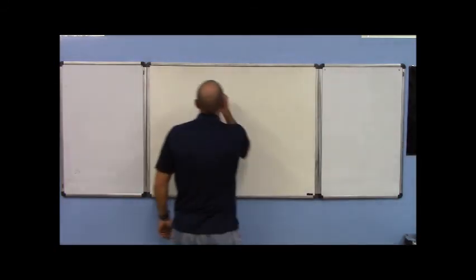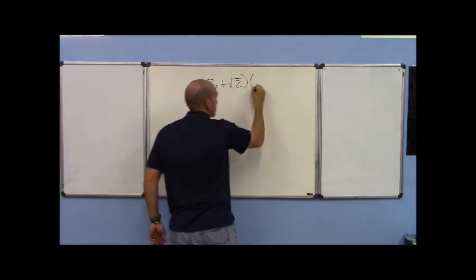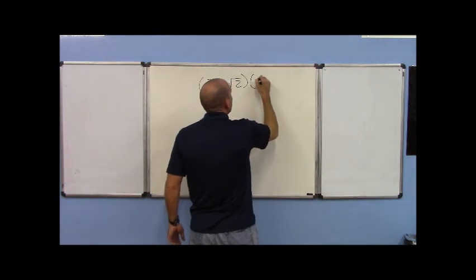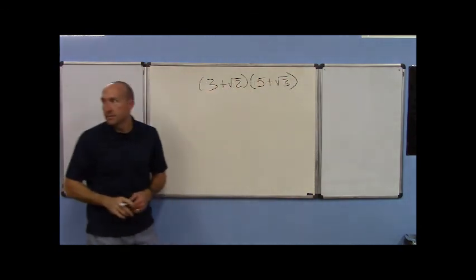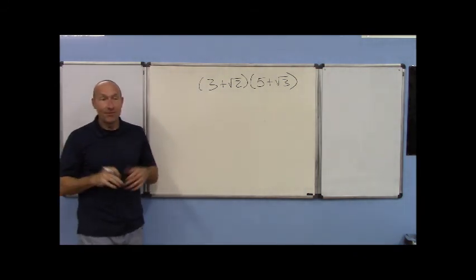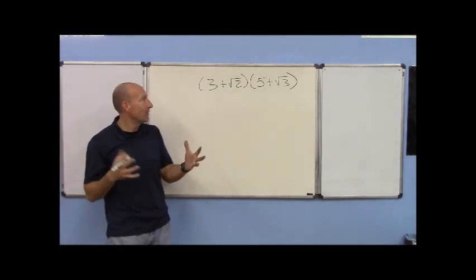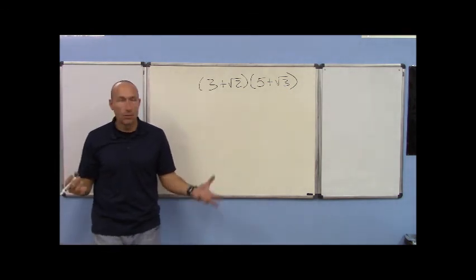3 plus the square root of 2 times 5 plus the square root of 3. What does this look like? What method will we use? Yes, the FOIL method. You say FOIL and everybody's eyes light up. We're going to use the FOIL method, only we're using radical expressions in order to do this.